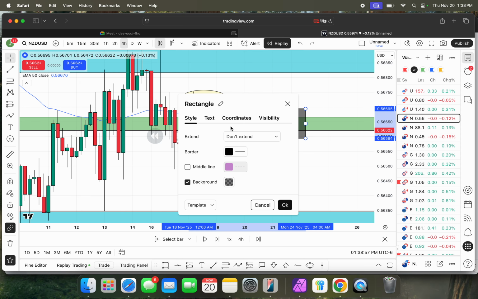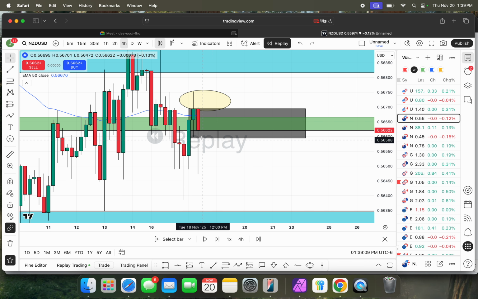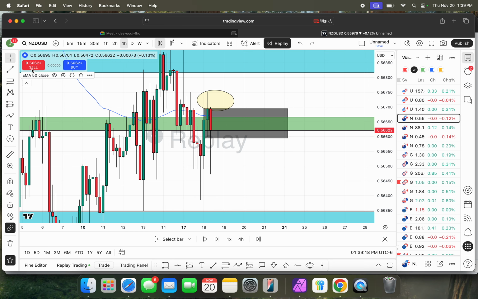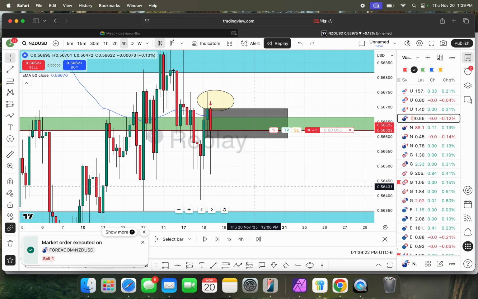So I create a box, coordinates, and the coordinates, like I told you before when we're counting our pips, 10 pips, 695, 595. That's how big I want that box to be. That tells me this is my buy zone or my sell zone on this one. 10 pips. This is my sell zone. Okay? So I can immediately sell right now. Execute sell.